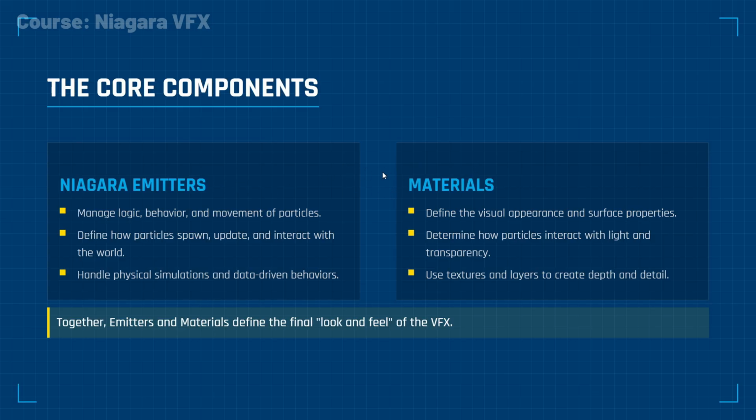Both are equally important. The Niagara emitter works on the logic, the behavior of the particles, while the material, as per the name, works for the visual and how it seems to the user. So these two have their own roles, but they depend on each other and are equally important.